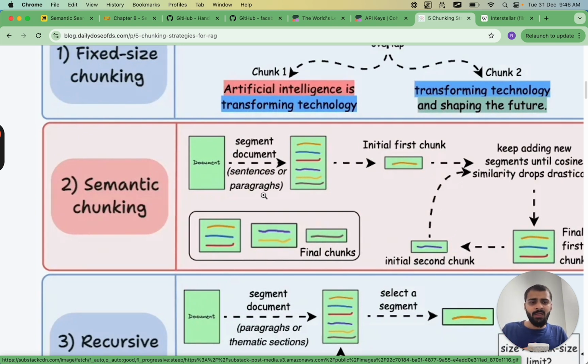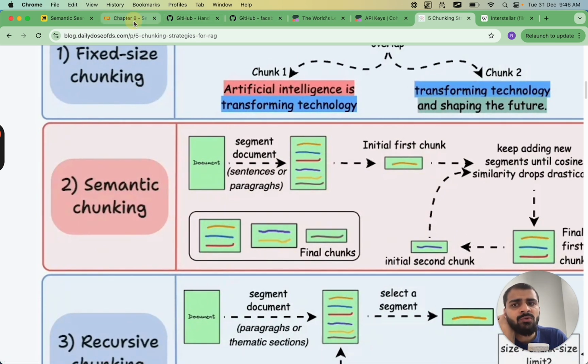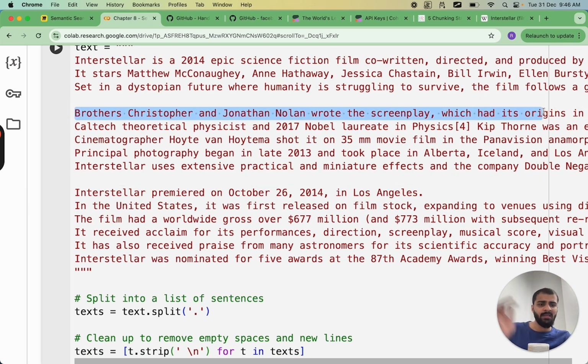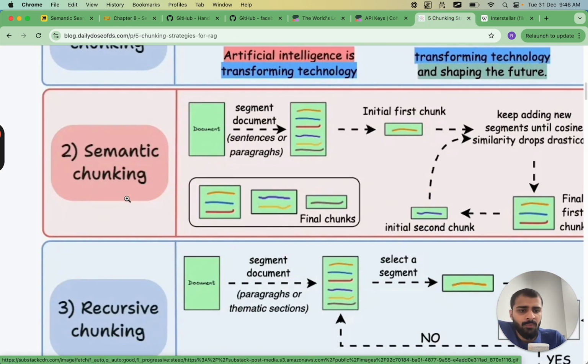This is an amazing way to deal with meaning and to make sure that chunks capture meaning. Currently, in sentence level chunking, we are not capturing any meaning. We are just looking at each sentence and making it a separate chunk. That's why I think semantic chunking is very powerful.